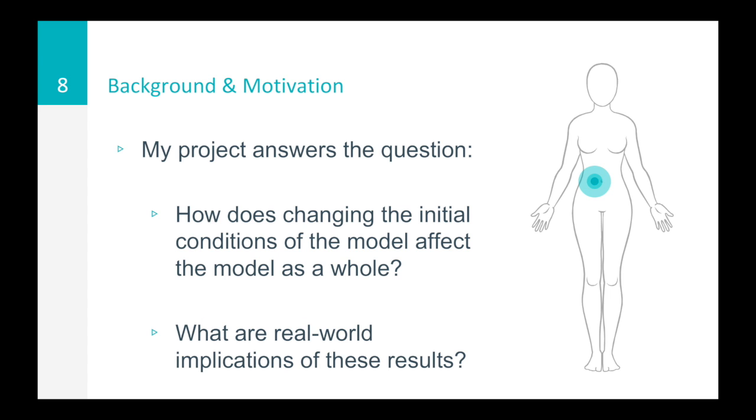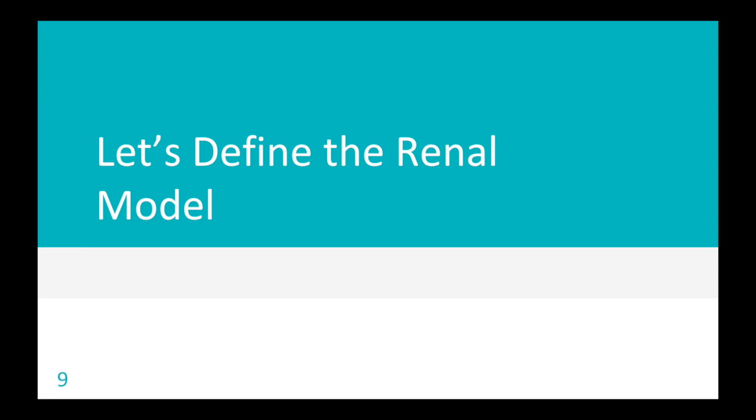My project in particular strives to answer the following questions. How does changing the initial conditions of the model affect the model as a whole? And what are real-world implications of these results? We consider the following 6 states of interest in my model.